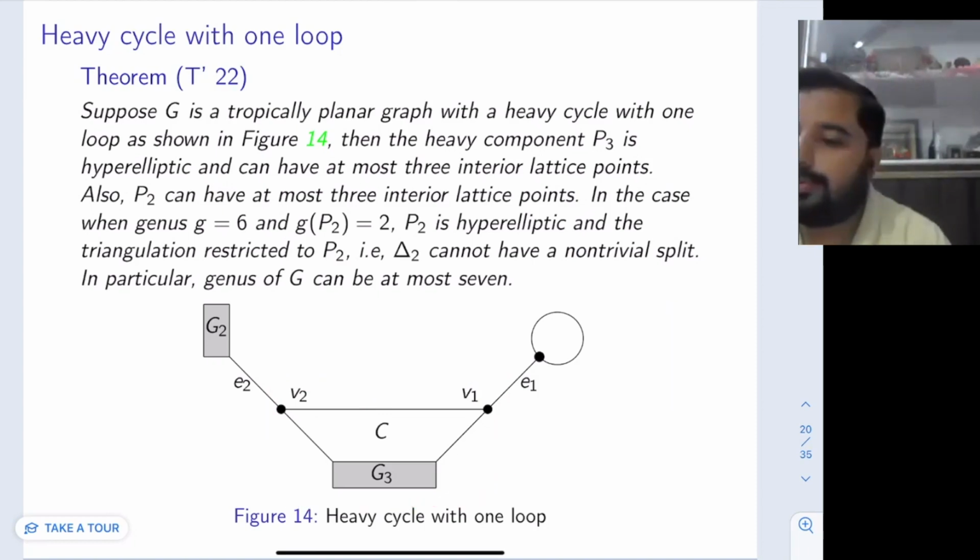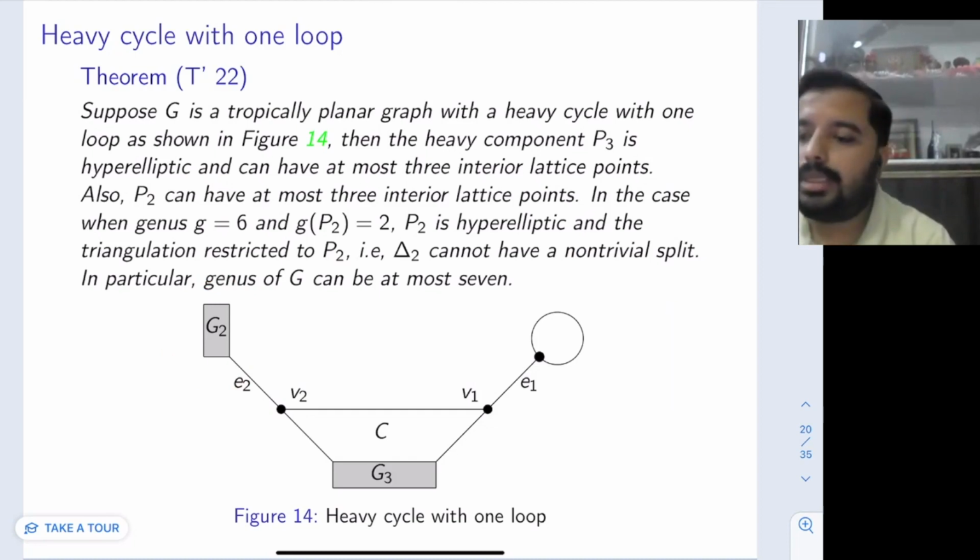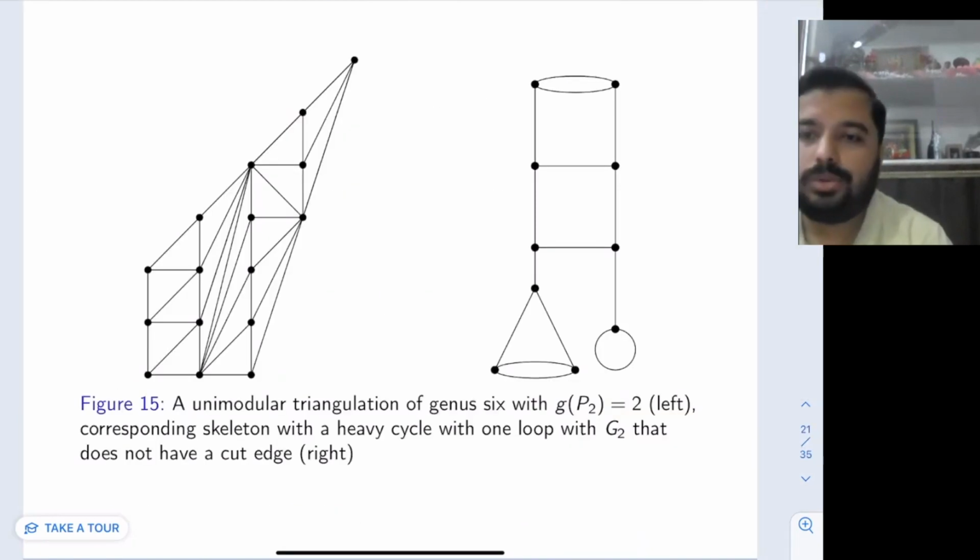But in the case, if you refer to the case for genus 6 and the genus of this component to be 2, then in this case this component is also hyperelliptic, and the triangulation restricted to this subpolygon cannot have a non-trivial split. By a non-trivial split, I just mean that you can't have a split edge such that it divides your polygon into 2 parts such that one of the parts doesn't have any positive genus, which maybe I can show you in one picture.